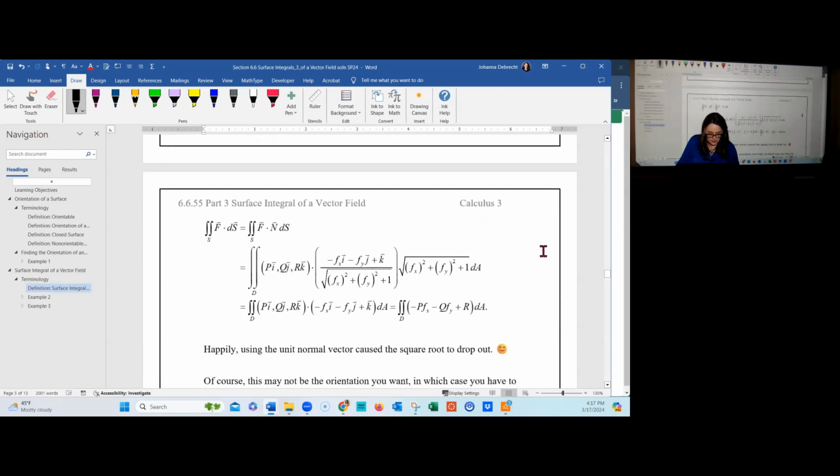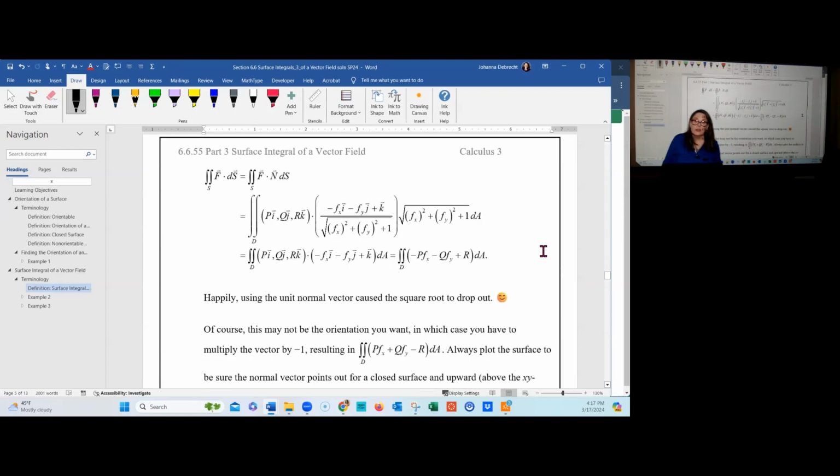In that case, we can rewrite the surface integral of a vector field by writing P in the i direction, Q in the j direction, R in the k direction, dotted with the unit normal vector, which we saw earlier could either be r sub u cross r sub v divided by its magnitude, or the opposite of the partial of f with respect to x, i hat, minus the partial of f with respect to y, j hat, plus k hat, divided by its magnitude.